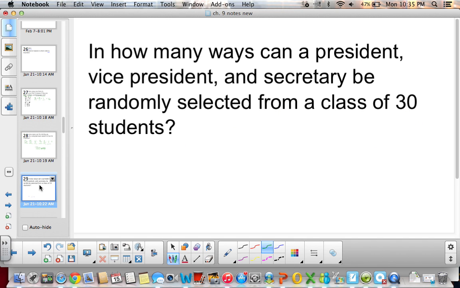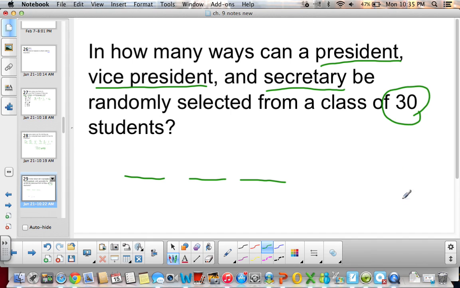How many ways can a president, vice president, and secretary be randomly selected from a class of 30 students? So this one's a little bit more confusing. We want to pick a president, vice president, and secretary. So we have 3 spots, even though, yes, I know we have this number here that's going to throw us off.